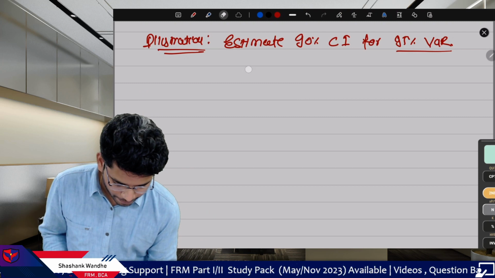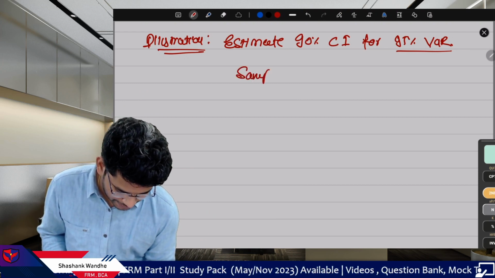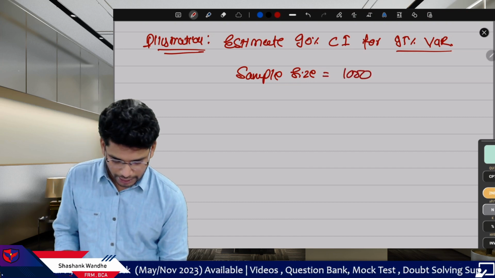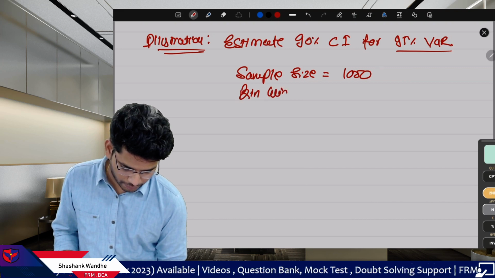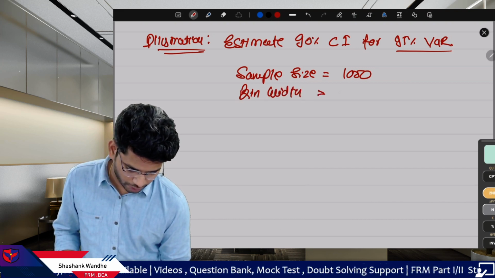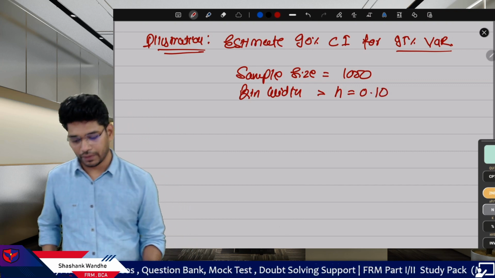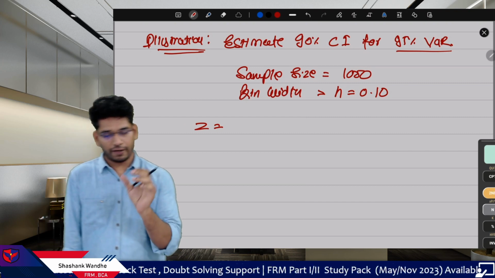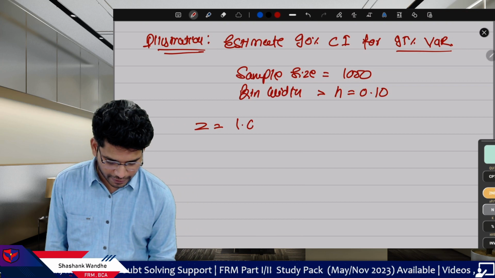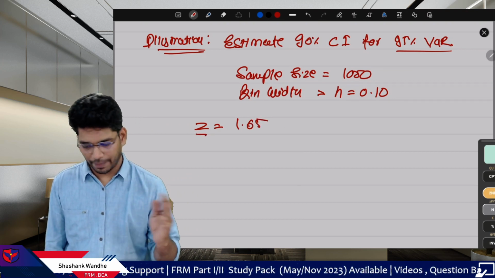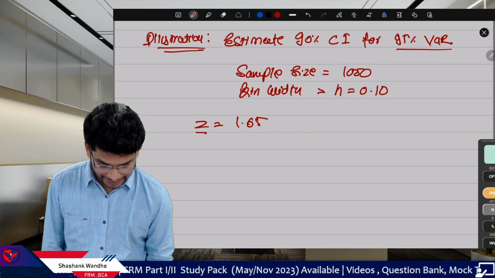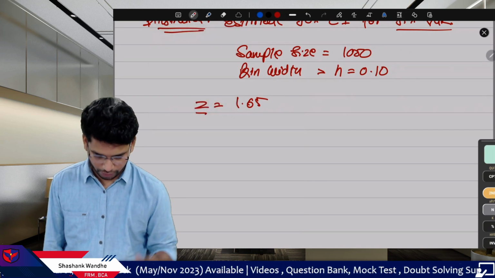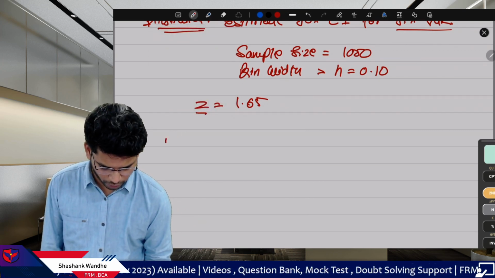Now sample size is equal to, let's take 1000, and bin width is equal to h is equal to 0.10. Okay, now here our Z value, because for both the cases we have only 5% in the tail, so 1.65 is our Z value for 5% significance level. Now first step, again, as I already told you, you don't have to bother about this particular calculation. If you can remember it, fine, or don't bother about it.